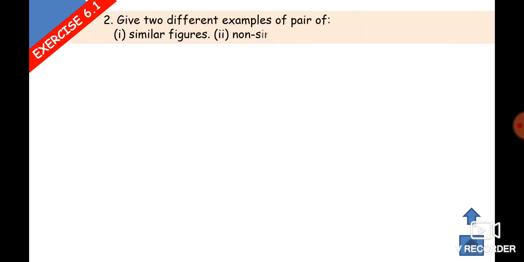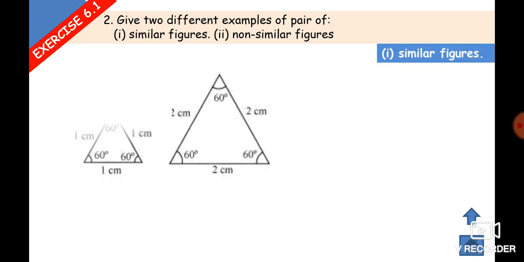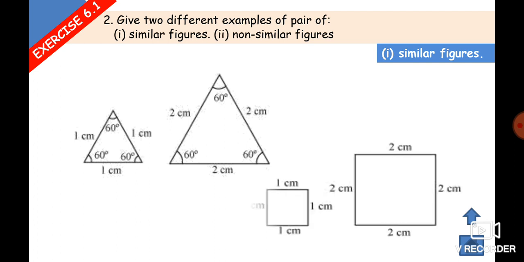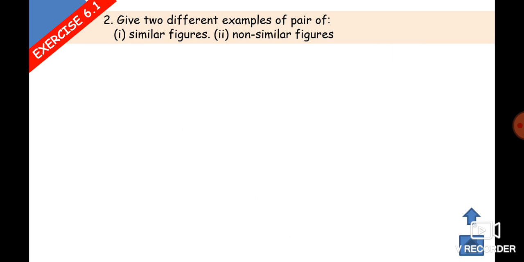Give the two different examples of pair of similar figures, non-similar figures. Remember, in similar figures angles must be same and sides must be in proportion. Both the conditions should be satisfied, right? So let's see the examples of similar figures. So we are taking two equilateral triangles where angles are equal, and if you see the ratio of their corresponding sides, they are same. That means sides are in proportion. Therefore these two triangles are similar. Next example for similar figure, we have taken two squares, right, as each angle is equal and sides are in proportion. Therefore these figures are again similar, right?